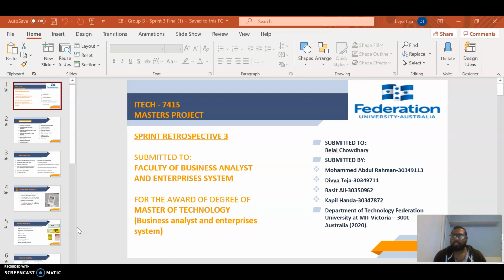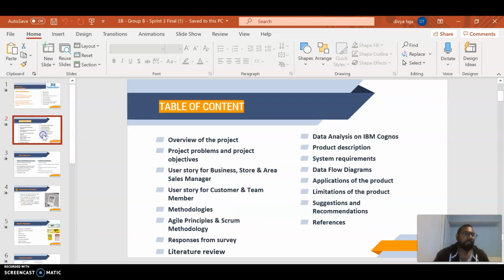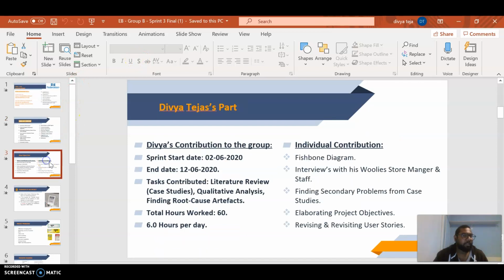So as you can see on the first slide, this is submitted to tutor Bilal Chaudhary and submitted by four of us: Rahman, myself, Basit and Kapil. Moving on to the next slide, this is the table of contents, where you can see all the different topics like overview and the project problems we have discussed here. So that is the basic outline.